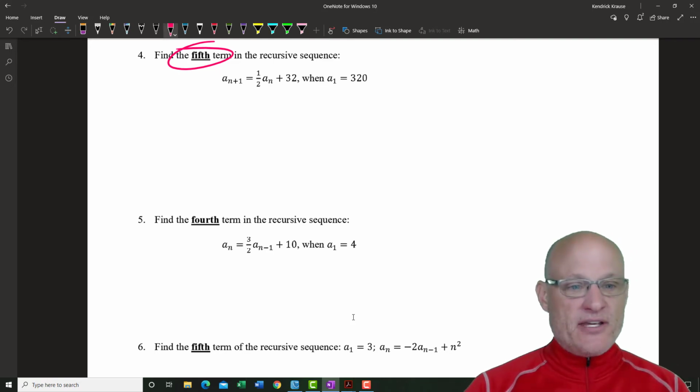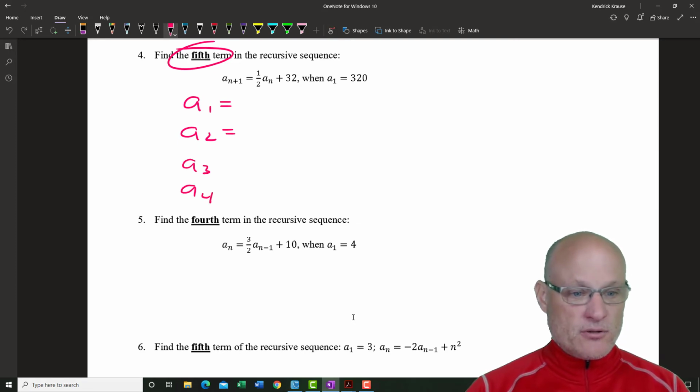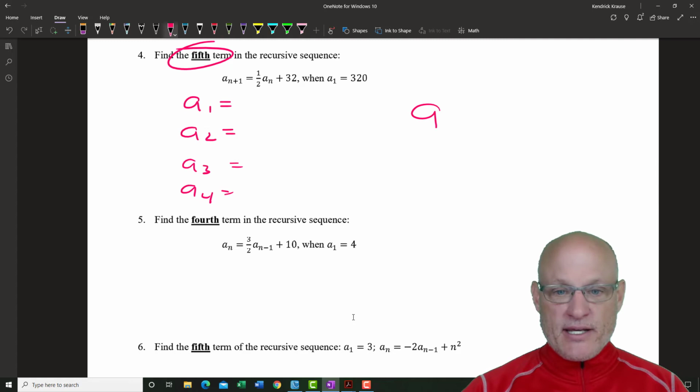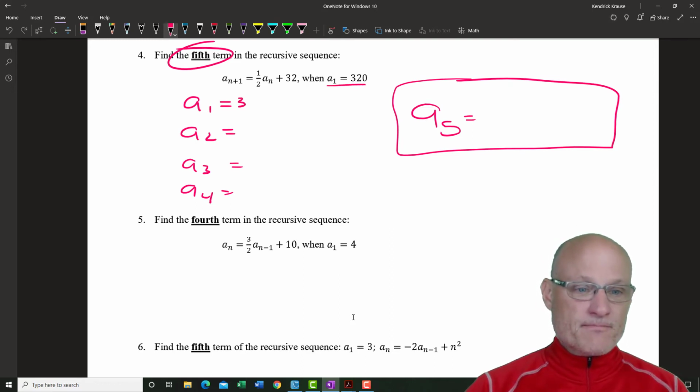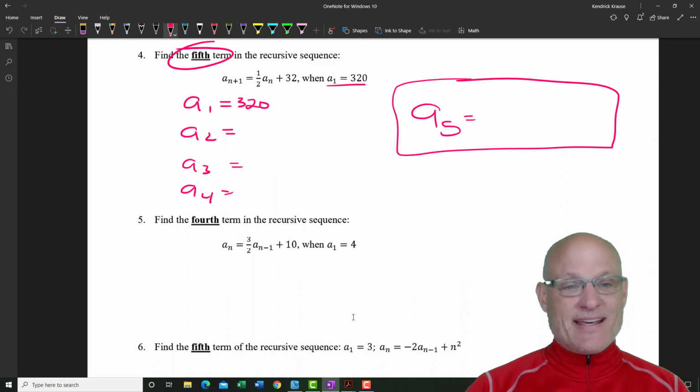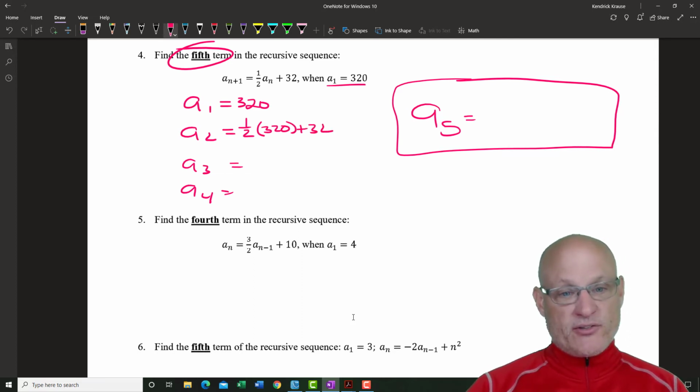So what we'll do on these kind of problems is I'll just write it up: a sub 1, a sub 2, a sub 3, a sub 4. And I'm going to write a sub 5 over here and box it in because this will be my final answer. So a sub 1 is easy. There it is, 320. Now what does it say? It says take half of the previous term, hopefully I didn't get into too many odds, and add 32. So let's see, that's 160 plus 32 is 192.